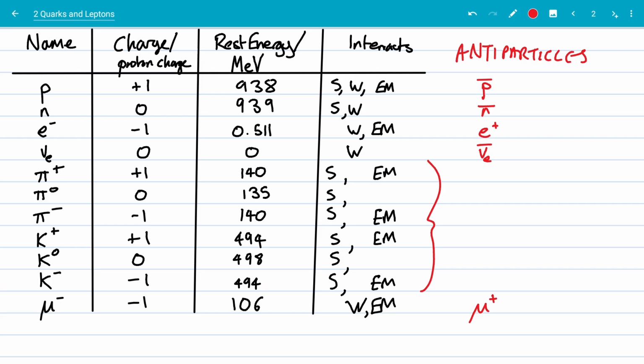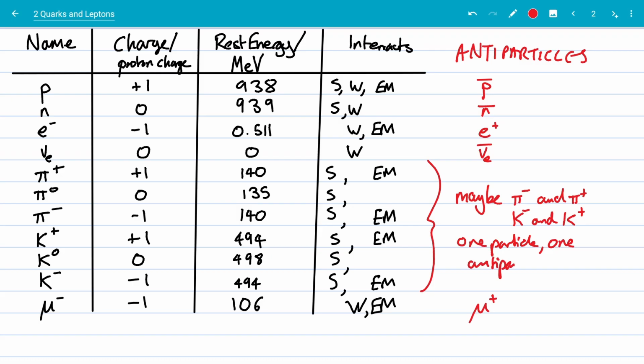And it was thought that maybe the pi minus and pi plus, one of them is the antiparticle and one is the particle. Maybe the k minus and k plus, one of them is the particle, one is the antiparticle. We didn't know. And if that's the case, what's going on with the neutral charged versions of these?